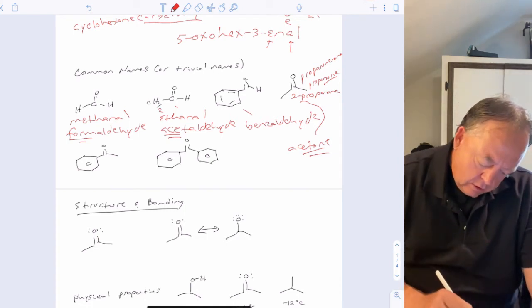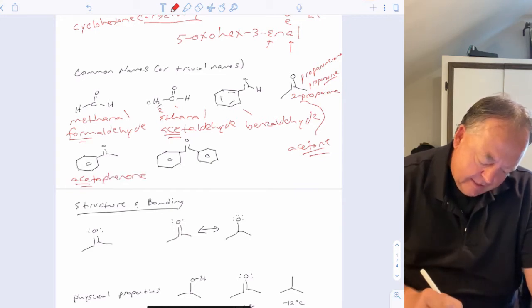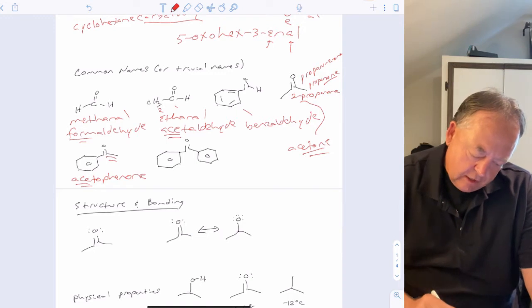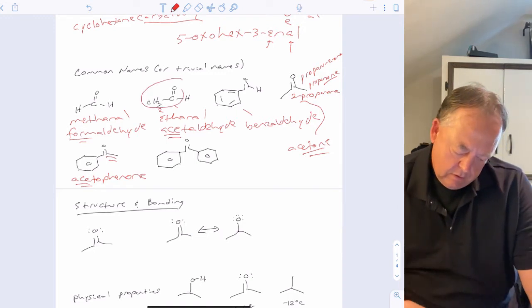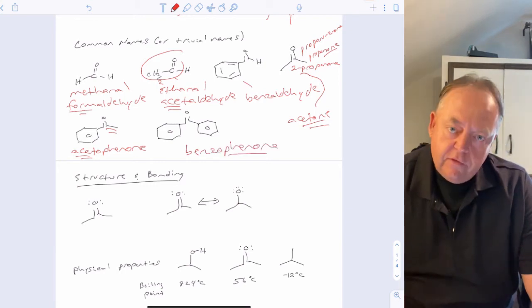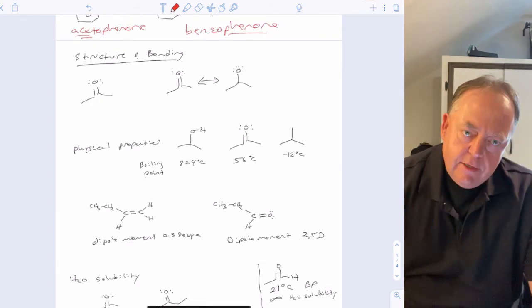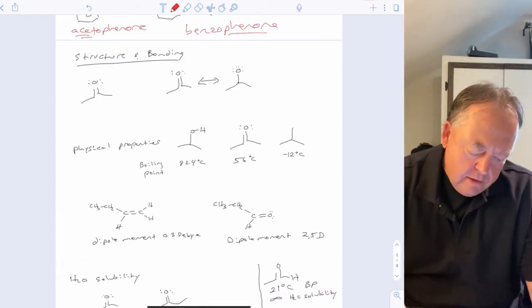Okay, and then this one we saw a couple of chapters ago, acetophenone. So there's that acet again from the 2 carbons, just like we saw it here. And then this one is benzophenone.